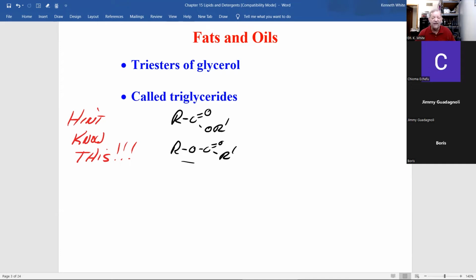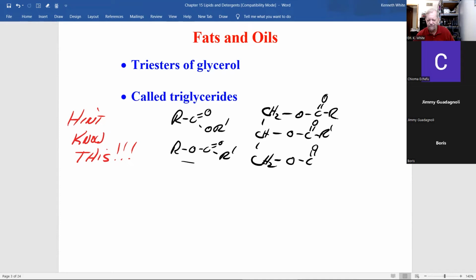And now let's look at the structure of triglycerides that you should know. And each one of these is an ester. And this is the structure of all fats and oils. Well, and I'll talk more about fats and oils. And the only difference is what's R prime and R double prime.